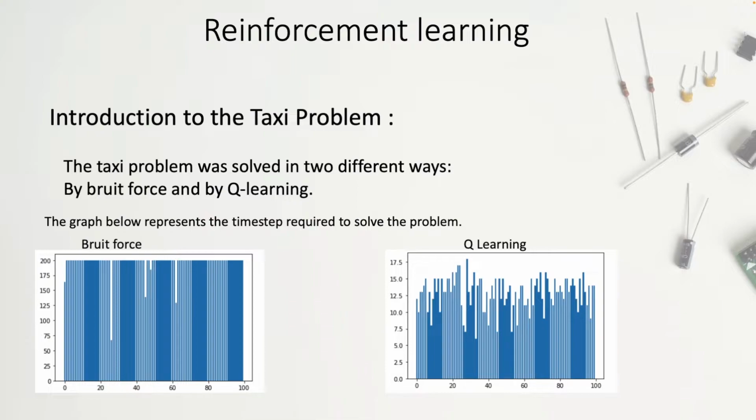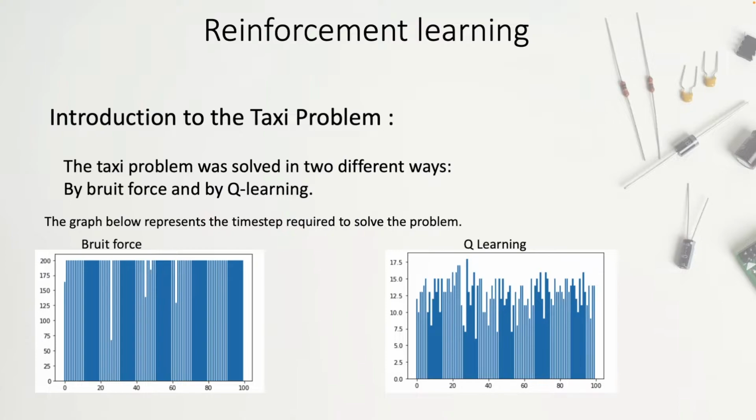The taxi problem. The taxi problem is where a taxi, the agent, is meant to pick up 1 to 5 passengers and drop the passengers at particular spots, where for each wrong drop-off, the taxi accumulates a penalty. So there are two ways we solve the taxi problem. One is by brute force and one is by Q-learning.